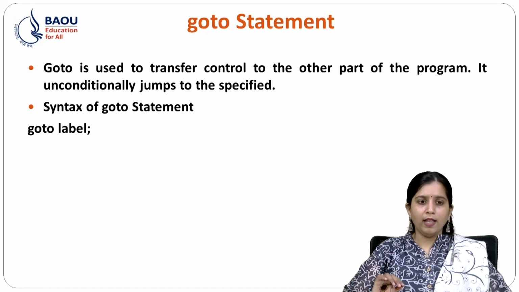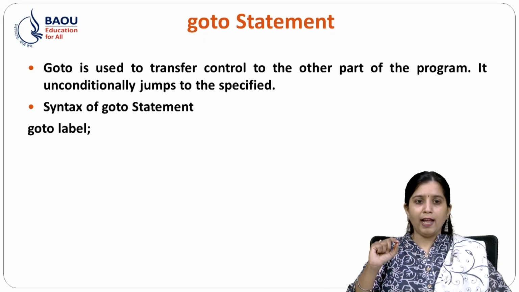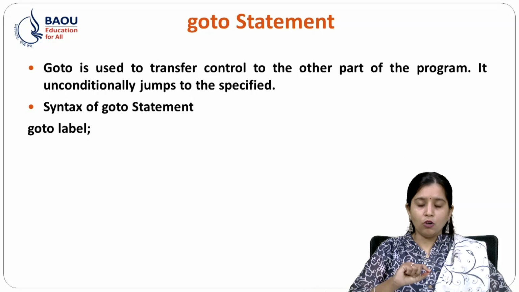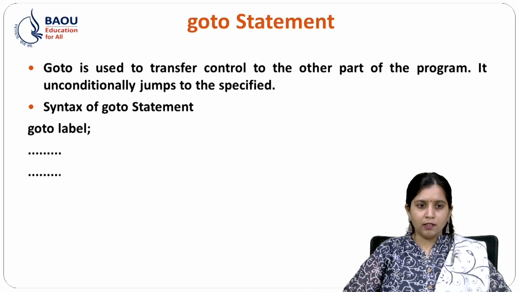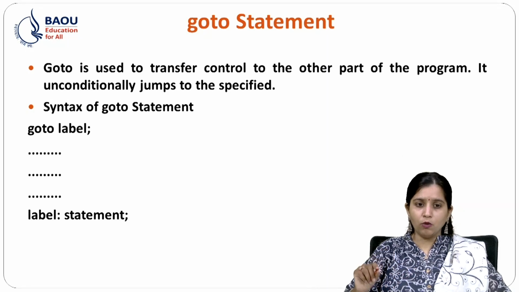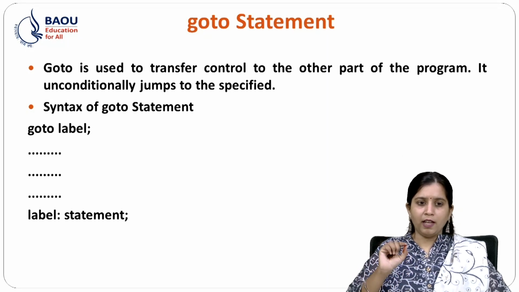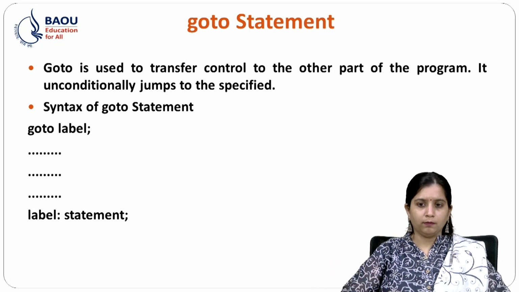So goto is a keyword, followed by the label which we want to go to, and then the statements. When we want to execute that statement, we use the label and the following statement. So let's see the example of the goto statement in detail.